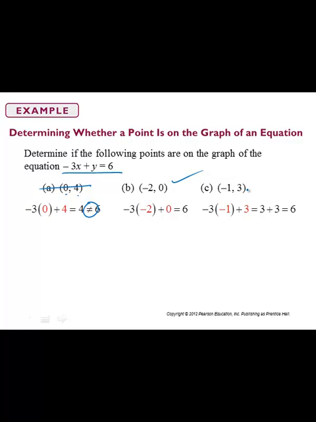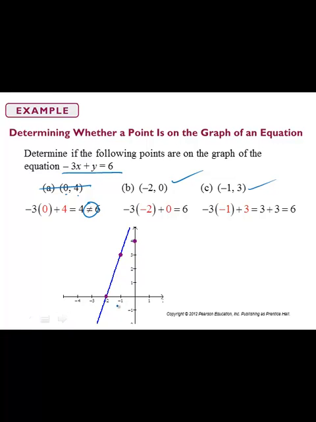How about negative 1, 3? Plug in negative 1 for x, 3 for y, and you get 3 plus 3 is equal to 6. And that also shows that this point is on the graph. It satisfies the equation. Okay? So when you plug in the value for x and the value for y, we see that that pair satisfies the equation. Then we know that that point is on the graph.